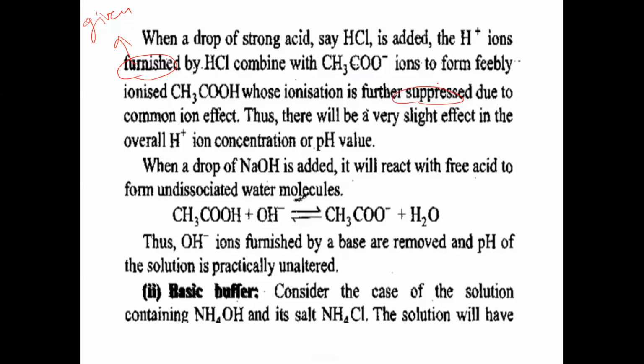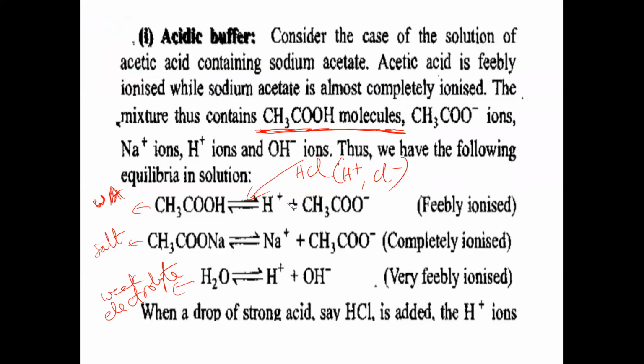Suppressed means what now? Decreased, reduced, due to common ion effect. Thus, there will be a very slight effect in the overall H plus ion concentration, and also a very small, negligible change in pH value, and negligible change in H plus ion concentration. Now, got understood on this concept?